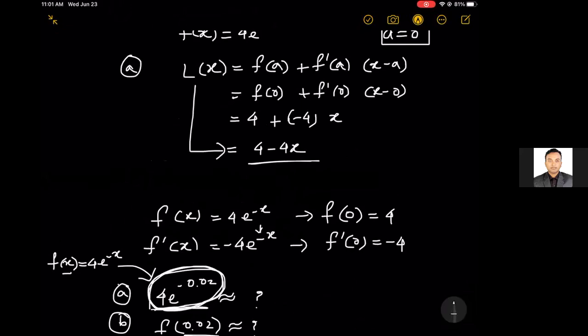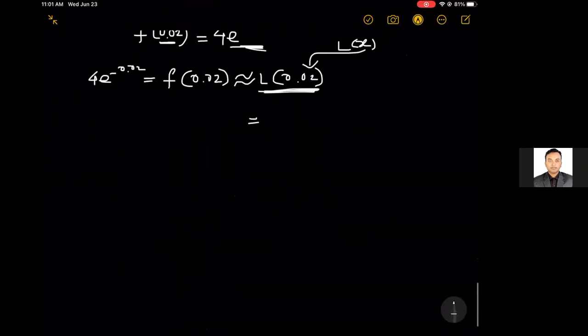in whatever you have for L of x. So it would be 4 minus 4 times 0.02. And if I calculate it, it would be 0.02 times 4, which is 0.08. And 4 minus 0.08 will give us 3.92. So this will be 3.92. This is the answer.